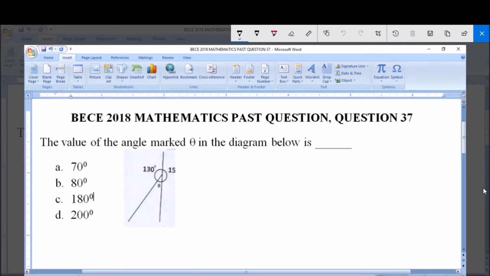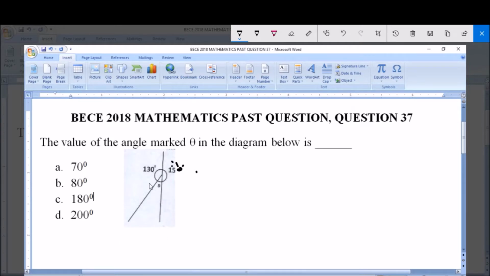Today we're going to be dealing with BECE 2018 Mathematics Past Question 37. The value of the angle marked theta in the diagram below is dash. Now this is the diagram. It said the angle marked theta in the diagram below is dash. Now this is 150 degree here. Is dash A 70 degree, B 80 degree, C 180 degree, and D 200 degree.